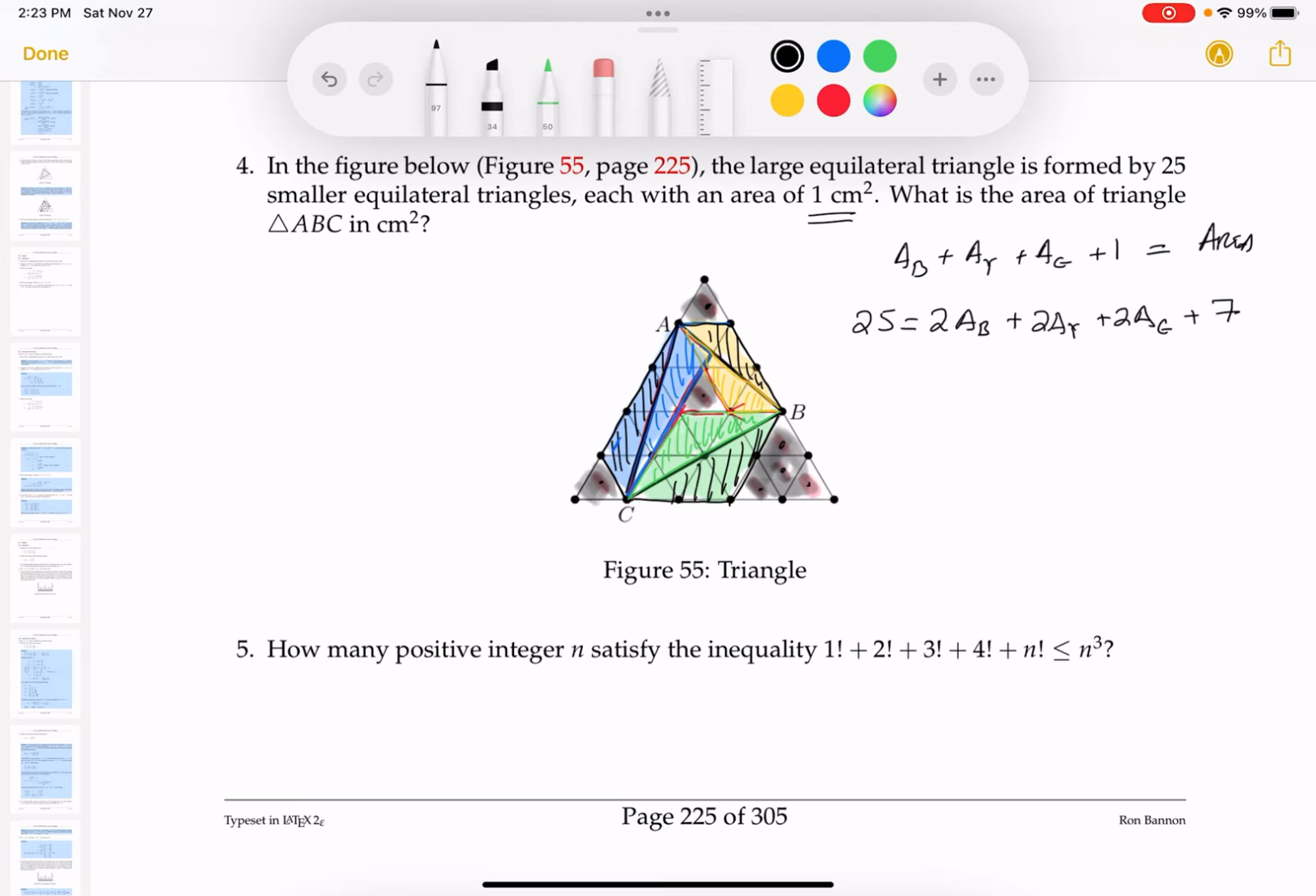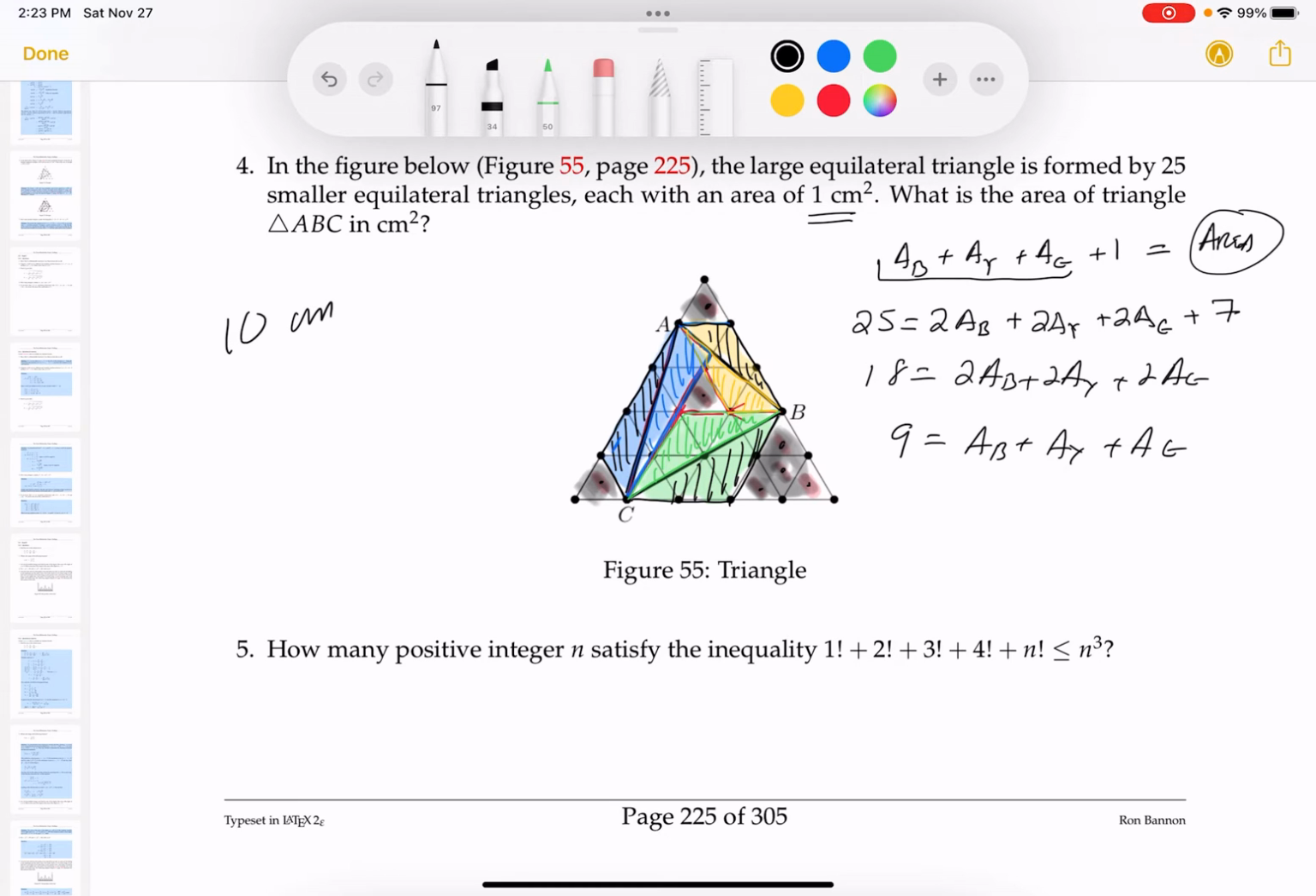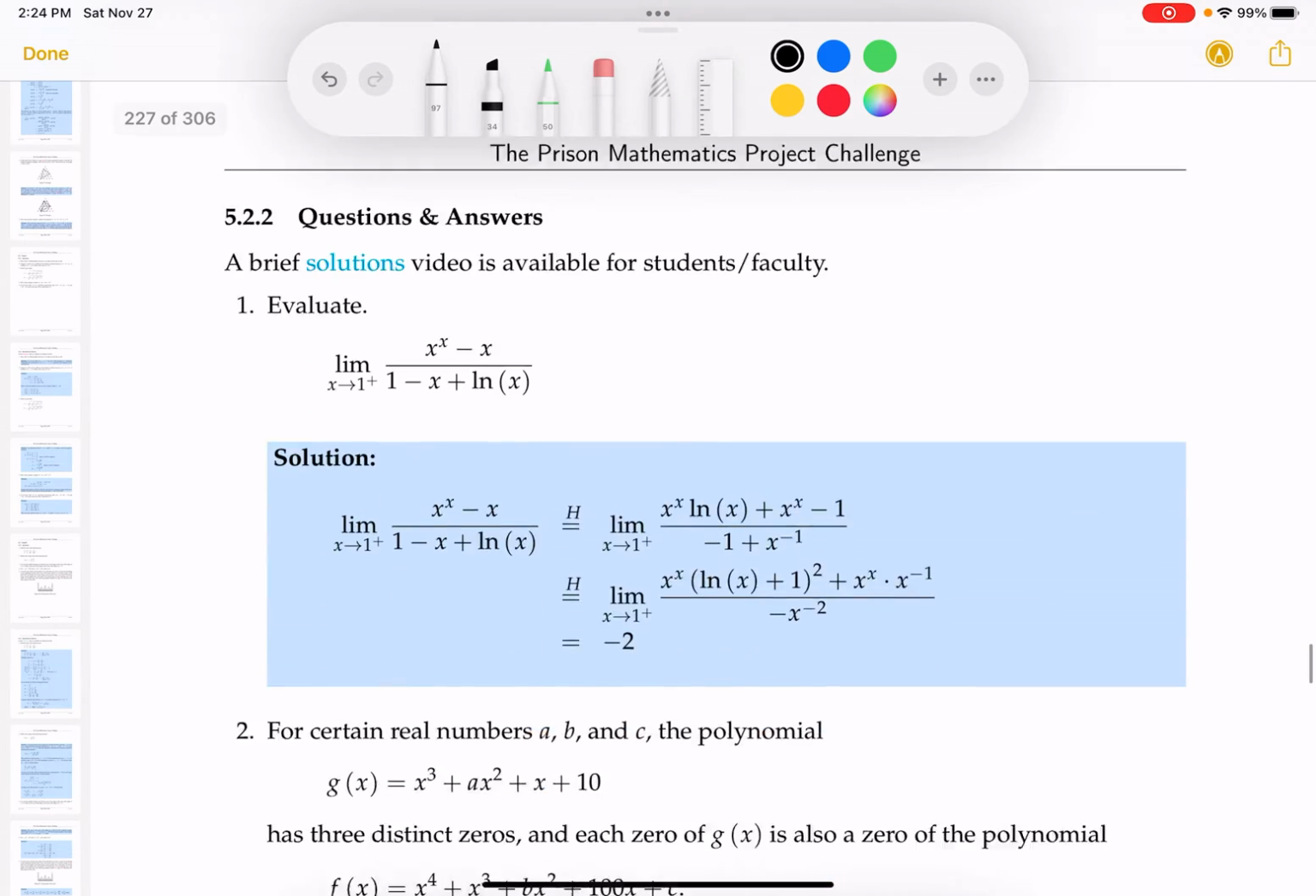So I'm going to take 7 from both sides, and they get 18 equals 2 area blue plus 2 area yellow plus 2 area green. I'll divide both sides by 2, and I would get 9 equals the area blue plus area yellow plus area green. And now I know it. The area that they wanted is simply going to be 9 plus 1, which is 10 centimeters squared. All right? So that was a visual problem. I'm not going to say it was easy to do, but especially keeping track of things and counting, things like that.